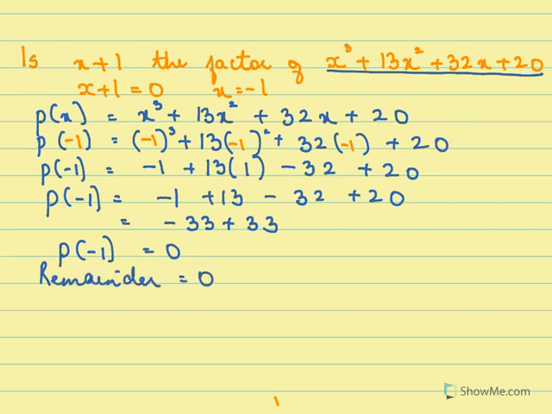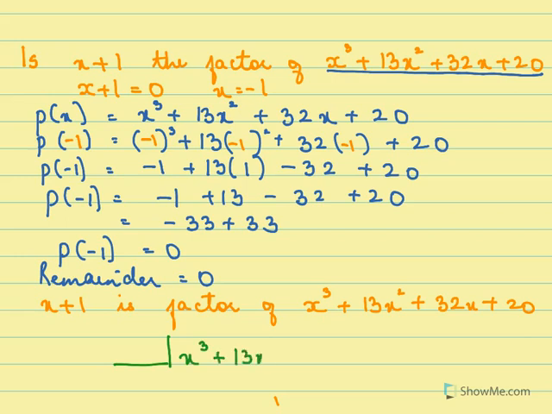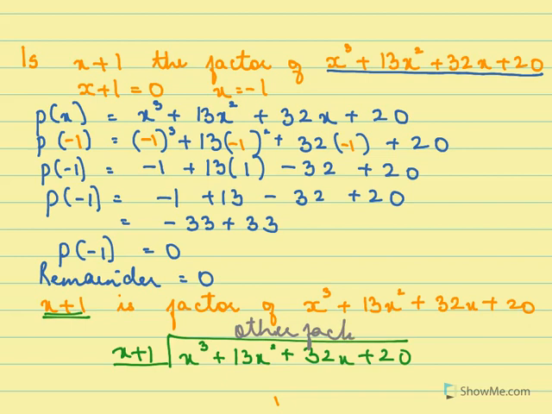So remainder is equal to 0. If remainder is 0, we can say x plus 1 is a factor of x cube plus 13x square plus 32x plus 20. Now to find the other factor, we need to divide the polynomial, which is x cube plus 13x square plus 32x plus 20, by the factor. We know x plus 1 is a factor, so we need to divide, and the quotient that we get will be the other factor.